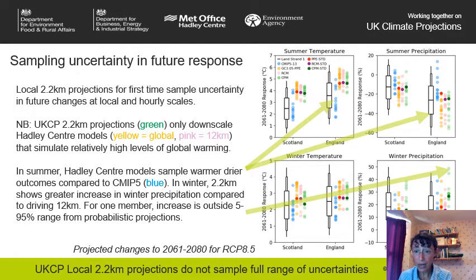So on the bottom right here, you can see that some of the projections in green for the 2.2 kilometre model are outside of the probabilistic projections in black. So it's telling us that large increases in winter precipitation across the UK may be much more likely than we previously thought when we start to capture some of these detailed processes.